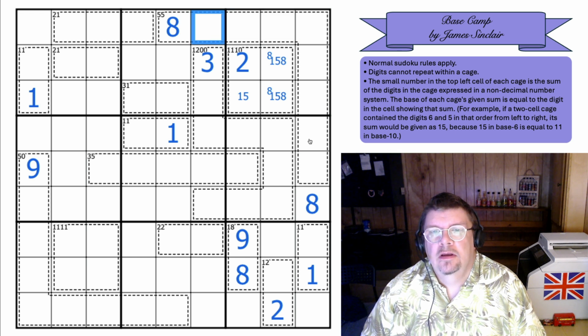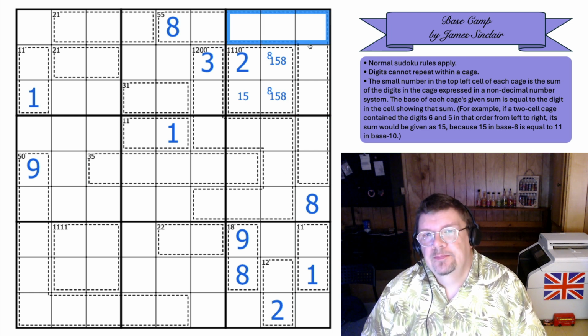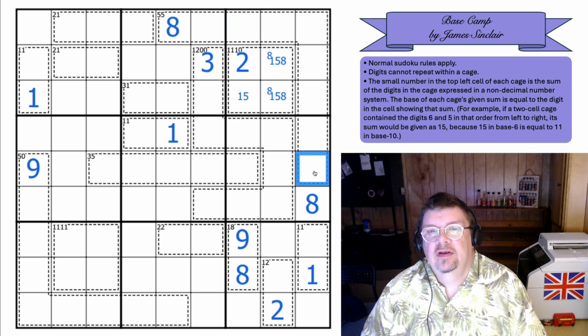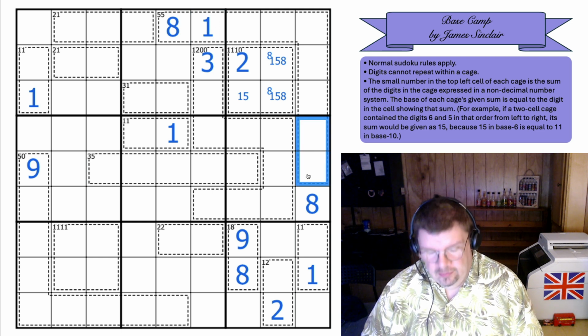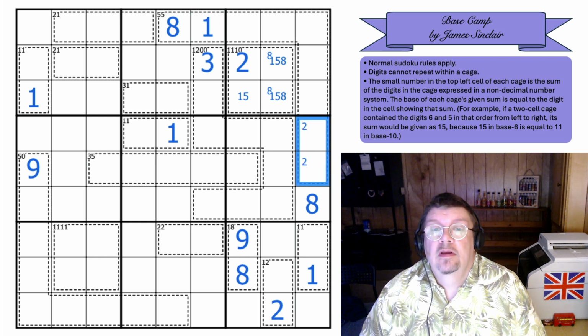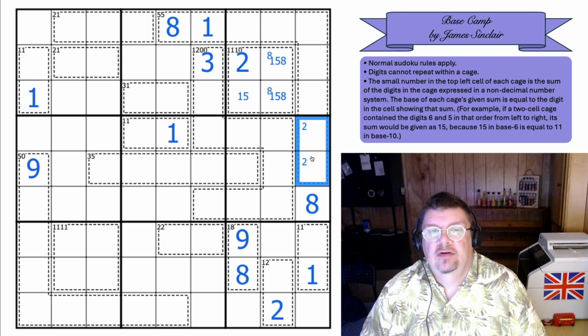Could go here or down here. Wait, we need a 1 in this cage. And this one tells us it can't be in one of those 2, so that has to be a 1. And that brings a 2 to one of those 2. Oh, which you also could have seen by sudoku as well. Okay.